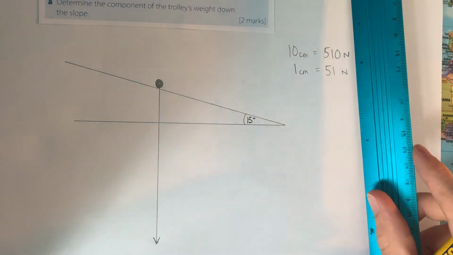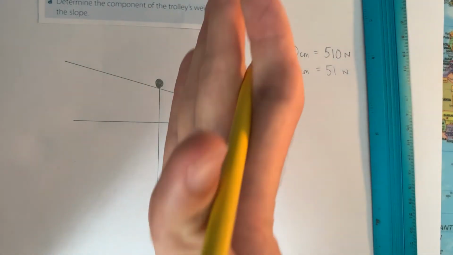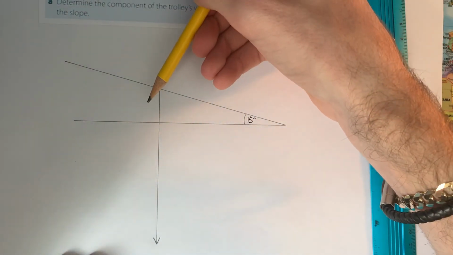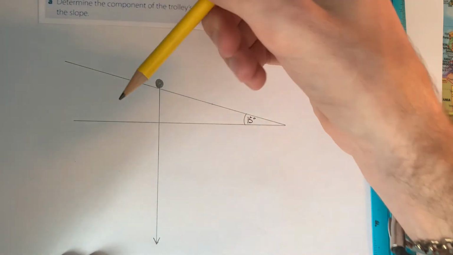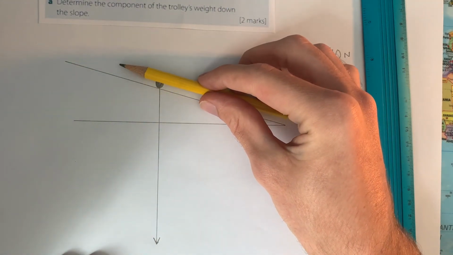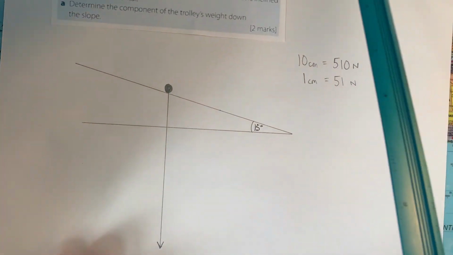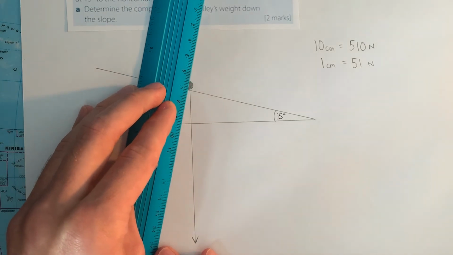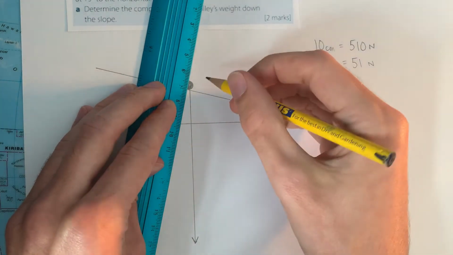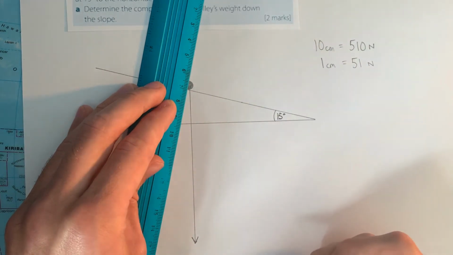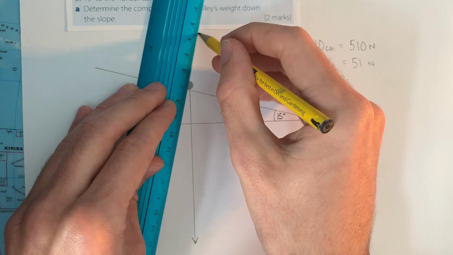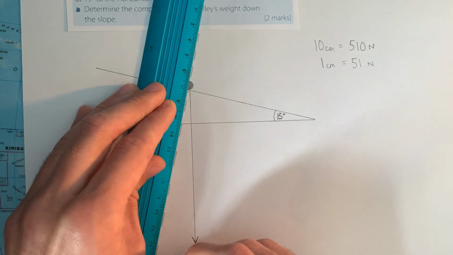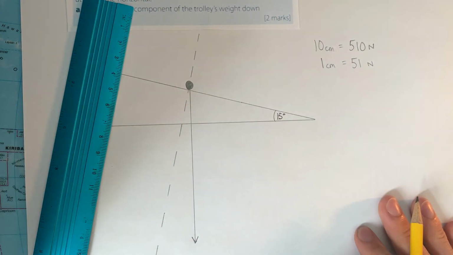Now remember, resolving forces means splitting one force up into two components. So in this situation, I need to split the weight up into a component that acts perpendicular to the slope and a component that acts parallel to the slope. So remember what we did? We took our ruler and we made sure that it lined up so that it was perpendicular to the slope and so that it met the point from which the weight was acting. So there is a line that is perpendicular to the slope.